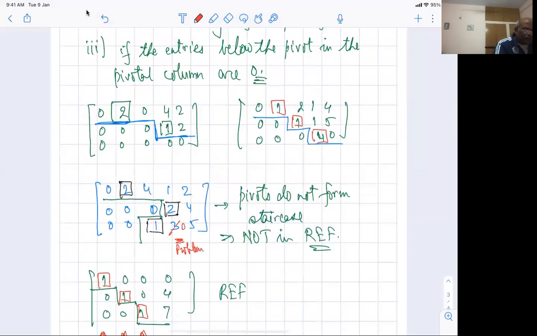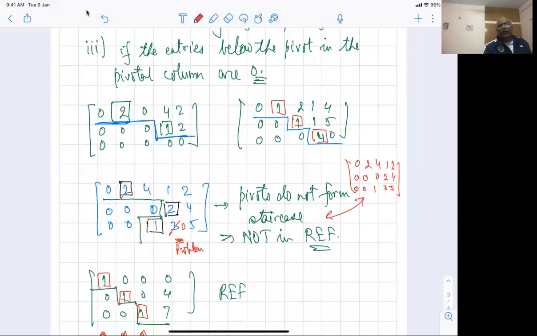Even if I put a 0 here, I still have a problem with the staircase. All right. So even this matrix that I'm trying to talk about: 0, 2, 4, 1, 2; 0, 0, 0, 2, 4; 0, 0, 1, 0, 5. This is also not in REF. All right. Fine. So I'd like you to just take some time and understand it. We'll have a better version of this, what is called the row-reduced echelon form, after understanding something more. All right. So that's all in this lecture. Thank you.